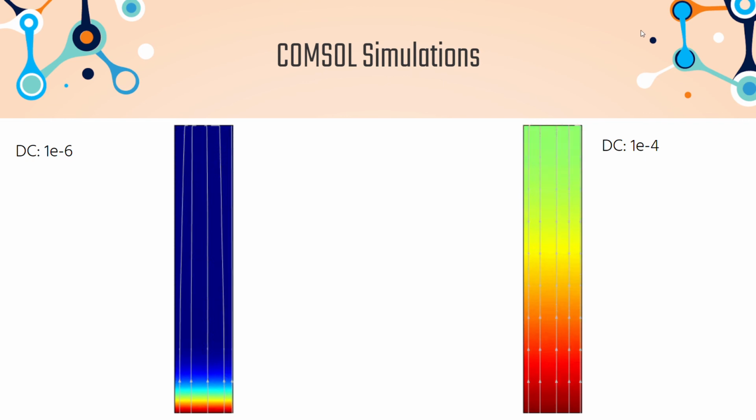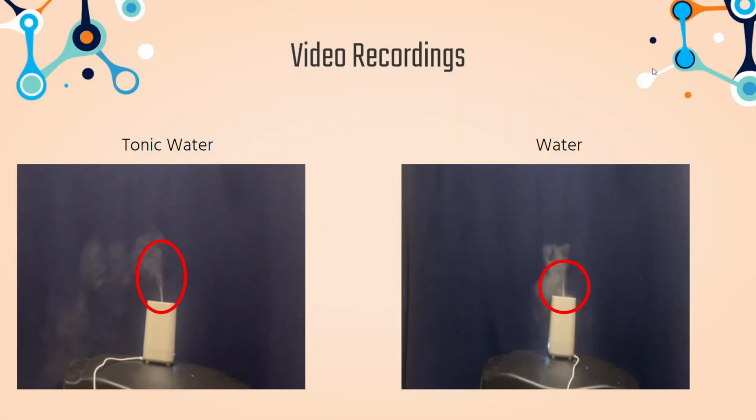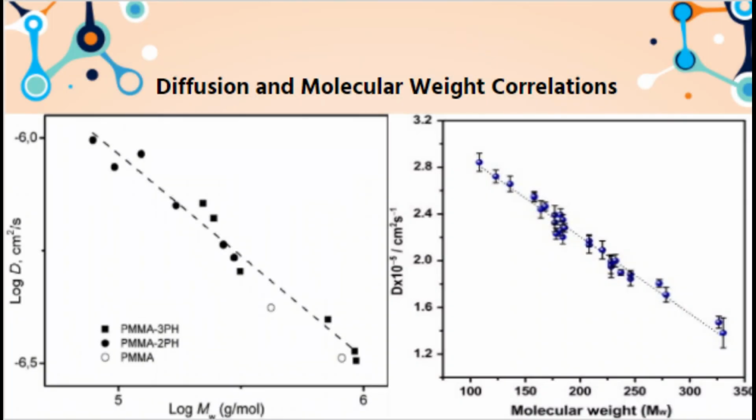All of these equations can be compared to the COMSOL simulation and the physical representation to verify their accuracy. The higher molecular weight molecules diffuse more slowly into their surroundings, while the lower molecular weight molecules diffuse more rapidly into their surroundings.